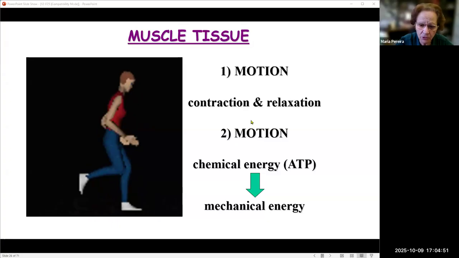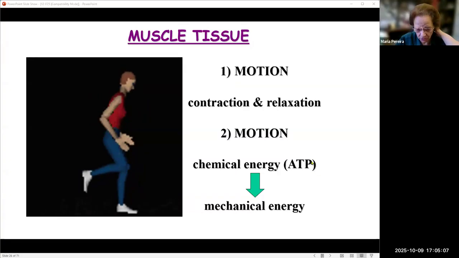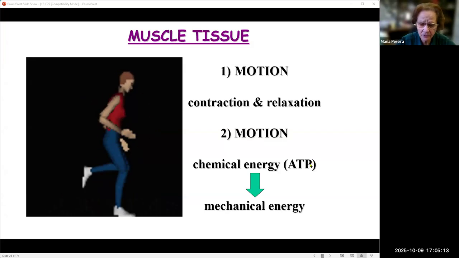And also very important is that they can convert chemical energy into mechanical energy. So this is also particular to muscle fibers. The chemical energy is in the form of ATP. You know, ATP is made mostly by mitochondria. So these cells, the muscle fibers, can convert ATP, the chemical energy, into mechanical energy.